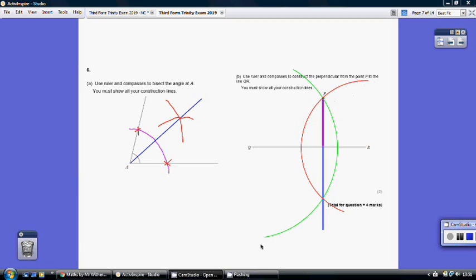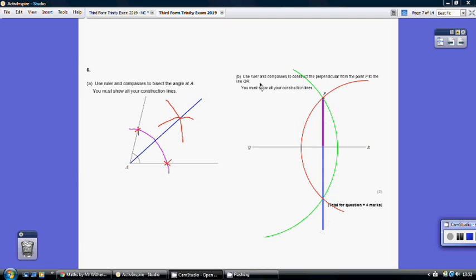That's what I've done there in green. And then repeat: put the pin over here at R, reduce the length of the compass so it goes through P from R, and draw another arc. Now what we've then got is 2 points where these 2 lines cross. So just with a ruler, lightly go and draw in a line between those 2 points, which I've done in blue.